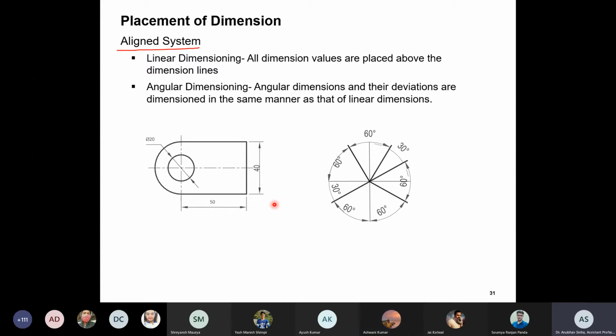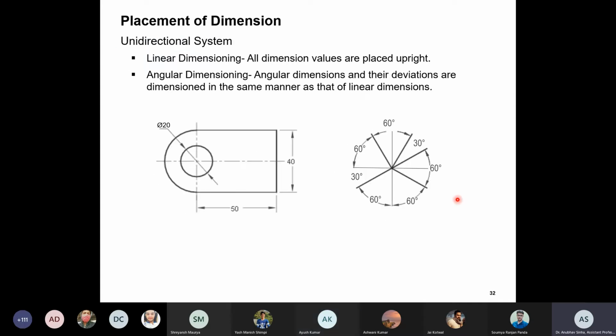It is not compulsory that you use one or the other; it depends on what type of application there is and what sort of geometry. Let us say you have a machine part which is to be fitted in some assembly. The idea is that you need to be uniform. So if you have some drawings which are already in the aligned system, you follow that. That's all. There are two types, and you can use either of them. There's no hard and fast rule.